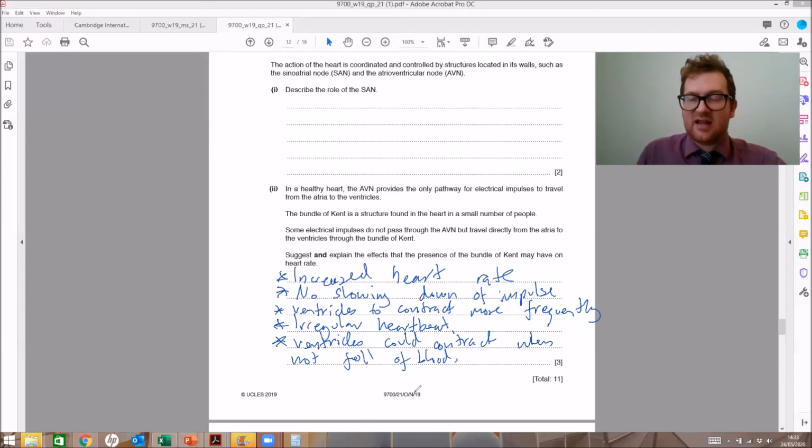This could have consequences on the rate of oxygenated blood delivery. People might get fatigued. This could be a real problem. But here is more than enough marks for you to suggest and explain the effects of the presence of the bundle of Kent. It doesn't necessarily say anything about anything else in the body. The question is clearly referring to heart rate only, not the remaining body tissues. So all these answers are related to heart rate and the reason why they influence the heart rate.